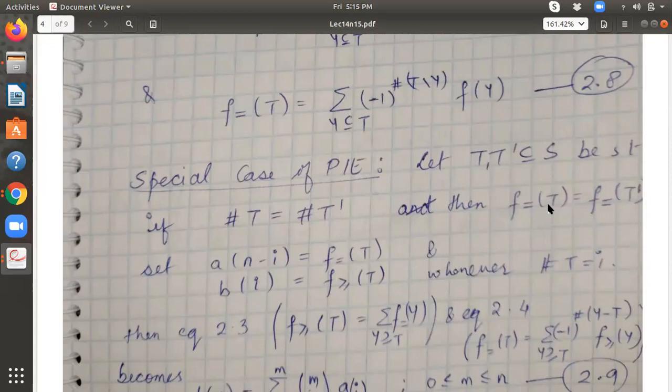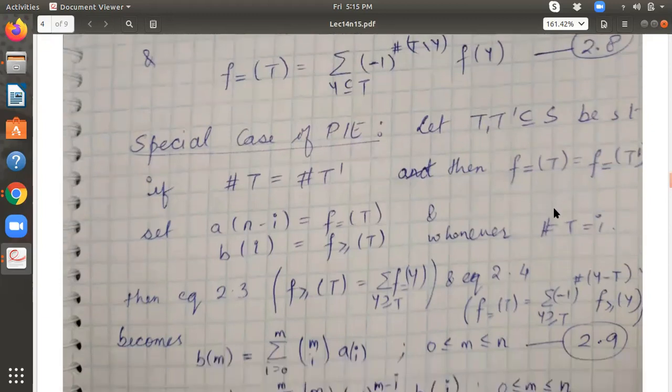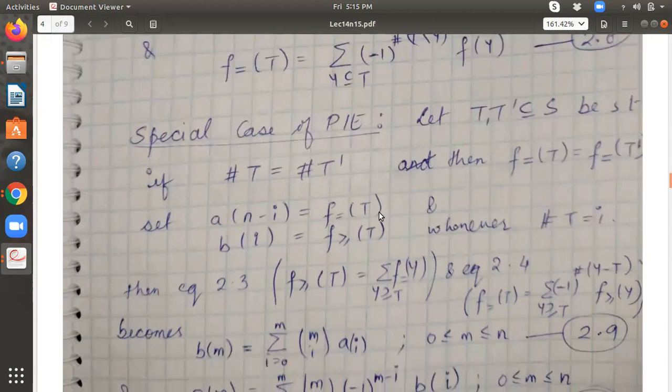Okay, so when we know that this cardinality depends only on the cardinality of its index and not really on the set which is giving the count of this set, we have a special version. So in this case, let's just set f equal to of t to be a_{n-i}, where i is the cardinality of the set t, and f greater than or equal to t to be b_i.